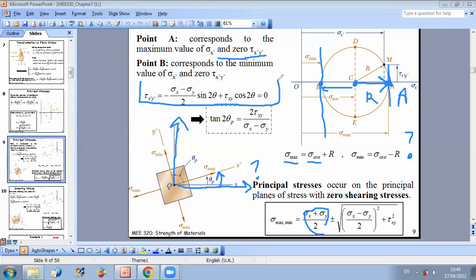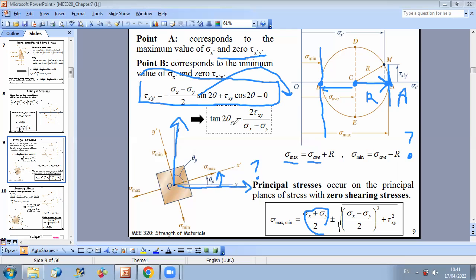So we have demonstrated that the shear stress tau x prime y prime can be correlated to sigma x, sigma y, tau xy, and theta. So this relation should be equal to 0. And as you can see from this relation, if you take this term to the other side, and you divide sine 2 theta by cosine 2 theta, you get tan of 2 theta p.